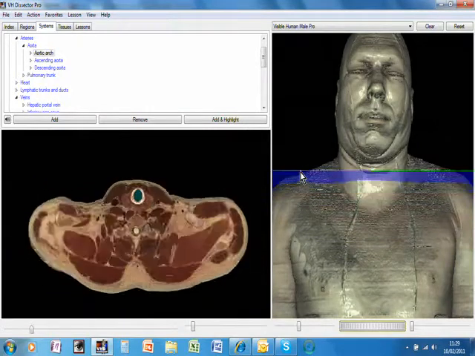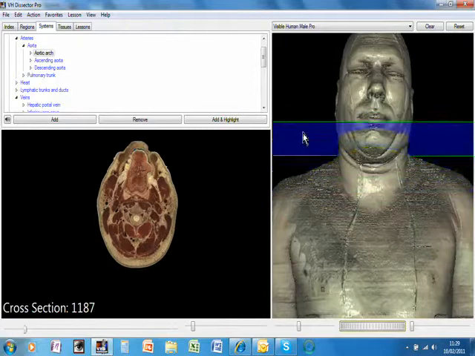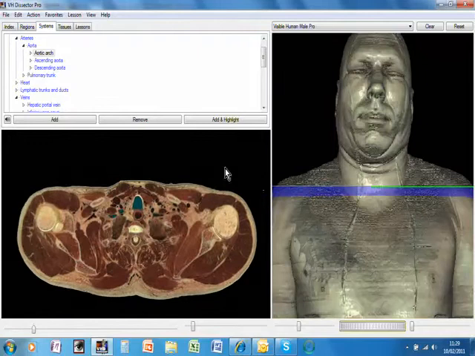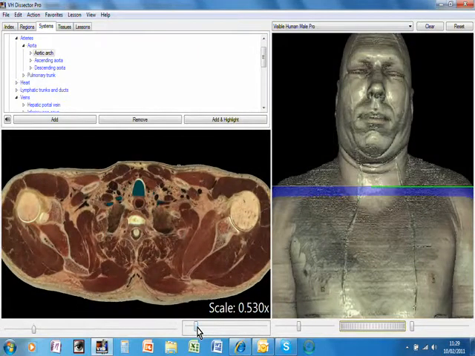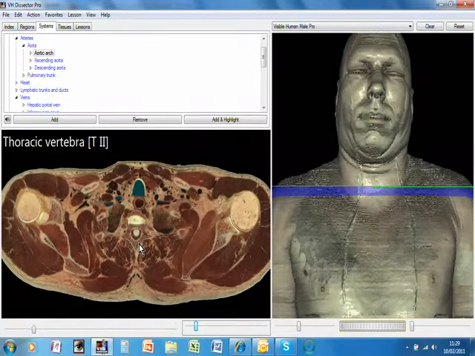So you can see that as we're scrolling up and down the body, the plane of section changes accordingly. When you're looking at cross-sectional images like this, horizontal images, you should apply the same convention that radiologists do, which is that you should interpret the image as if you're looking at it from the feet upwards.